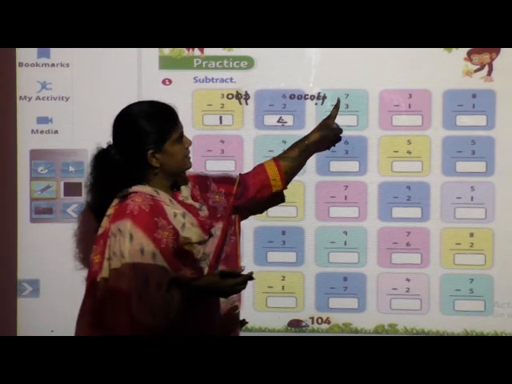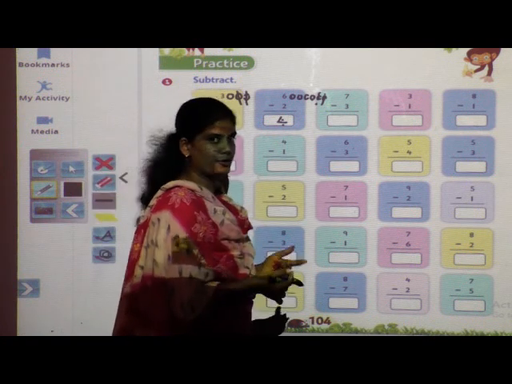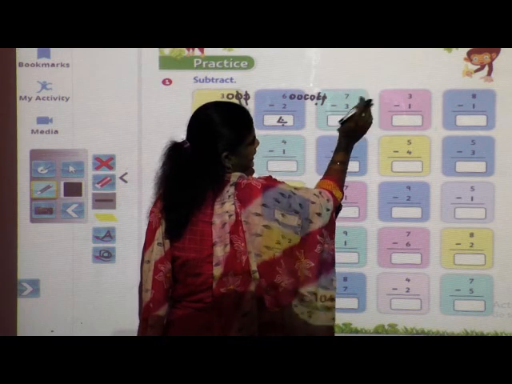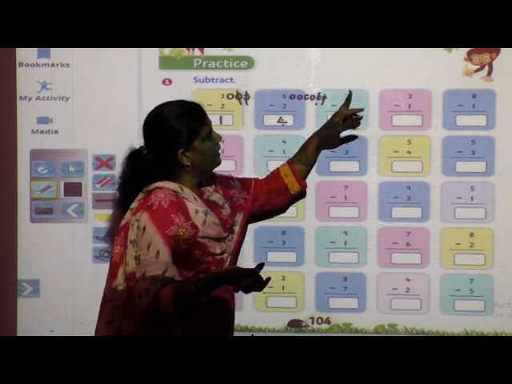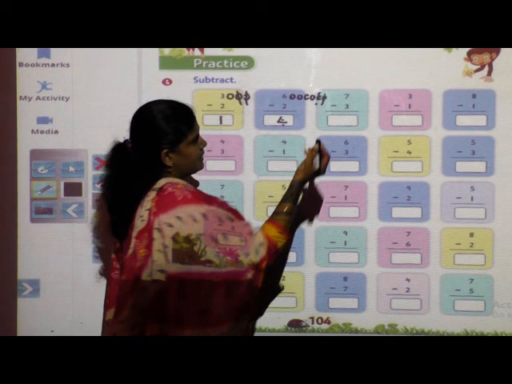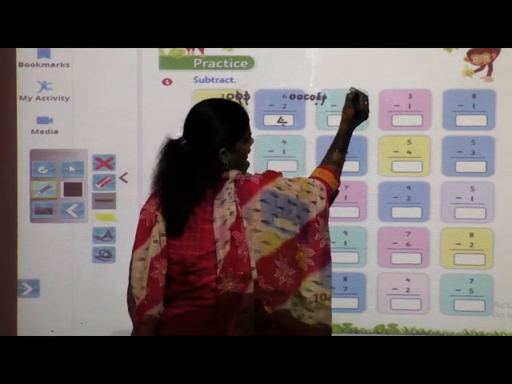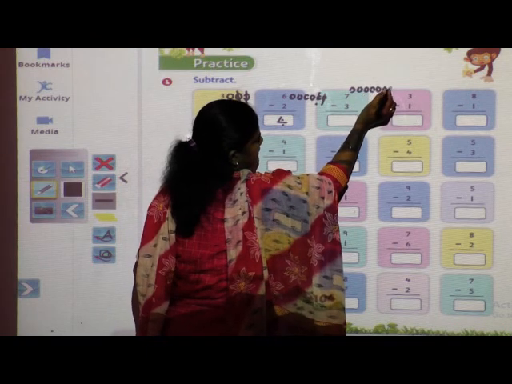Now next, can you tell me? Yes, 7. So we have to draw 7 circles. See, I will draw a little bit upside. You have the pencil in your hand and you can draw properly, but because of this I can't write here properly. I will write a little bit upside. Okay, 1 2 3 4 5 6 7.